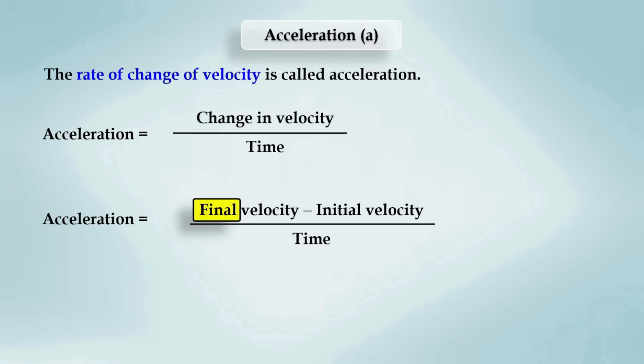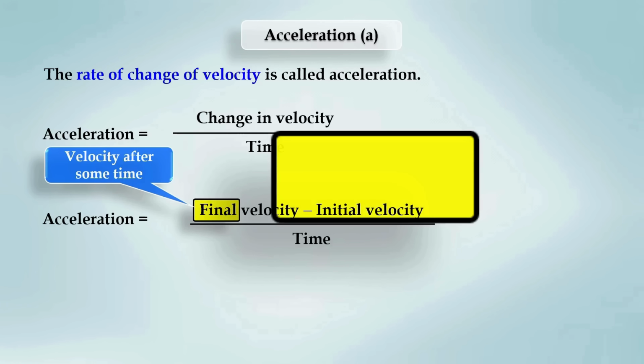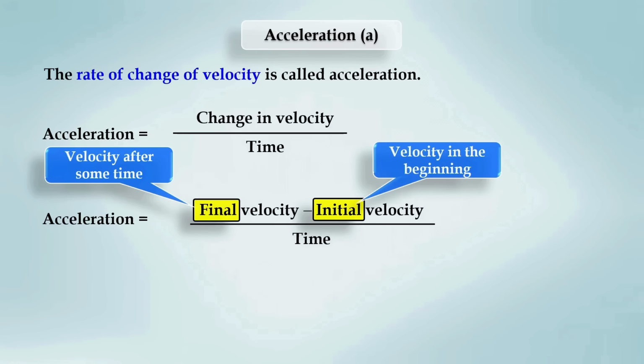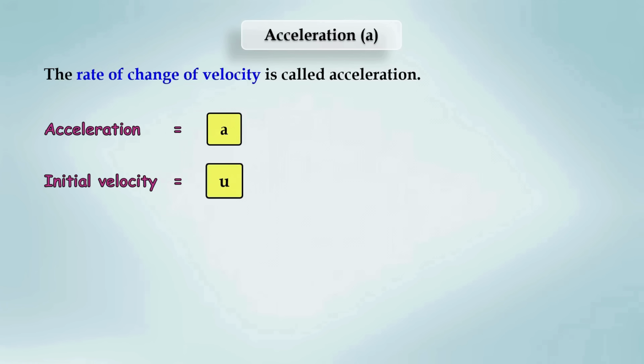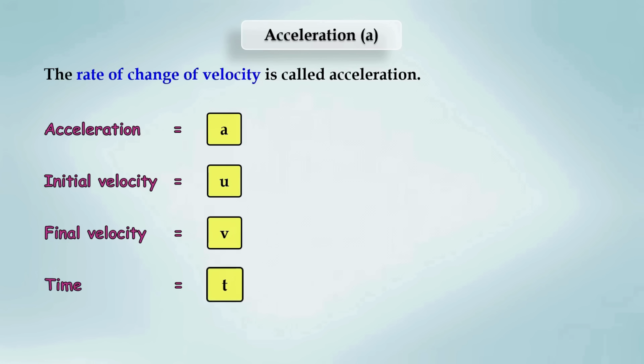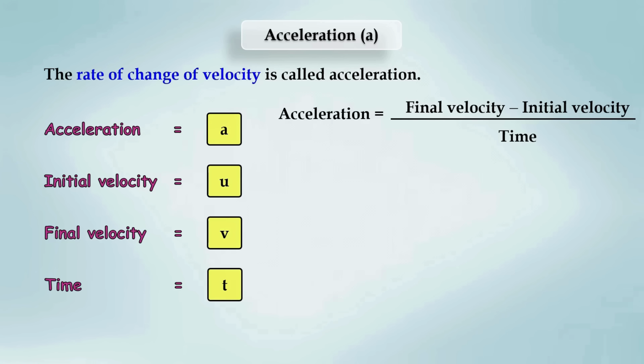We represent acceleration by the symbol a. Initial velocity is represented by u. Final velocity is represented by v. And time is represented by t. Therefore, the formula becomes a equals v minus u upon t.